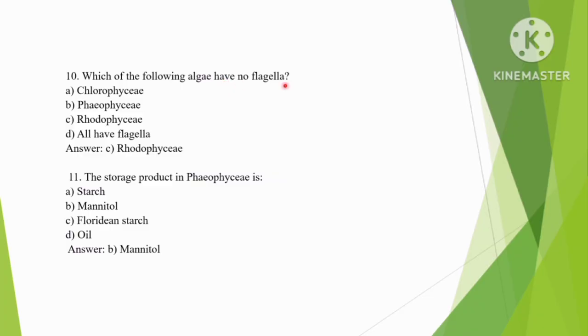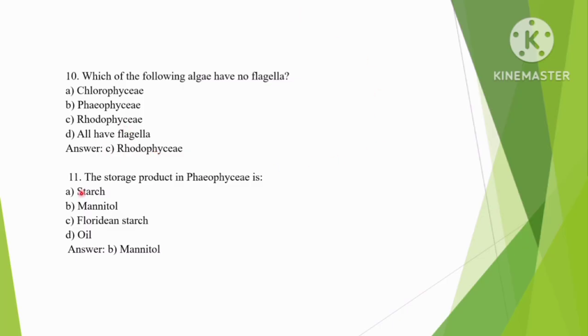Which of the following algae have no flagella? So the right answer is option C, Rhodophyceae. Rhodophyceae or red algae are non-motile. There is no life stage which has flagella in them. Instead, they rely on water currents for their gamete dispersal.